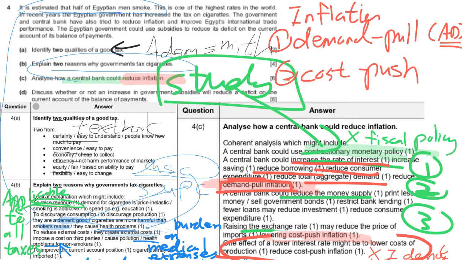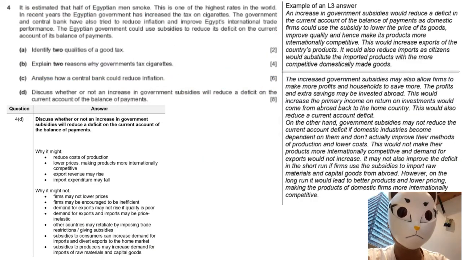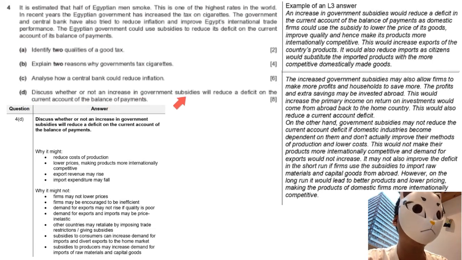So this question assesses the ability of the students, whether they can make use of contractionary monetary policy to tackle both demand pull and cost pull inflation. Question 40 argues whether the increase in subsidies would reduce a deficit.